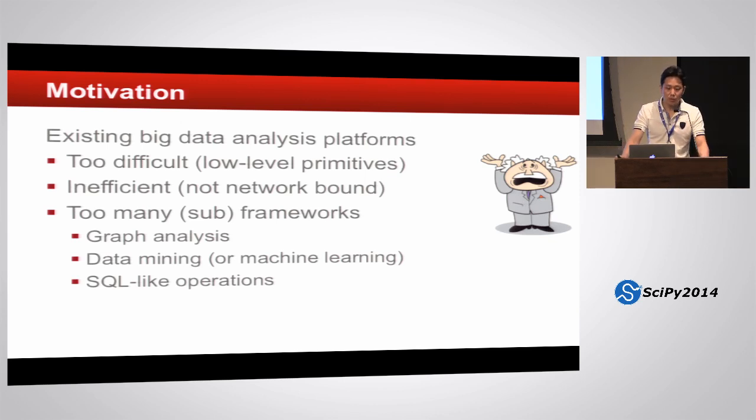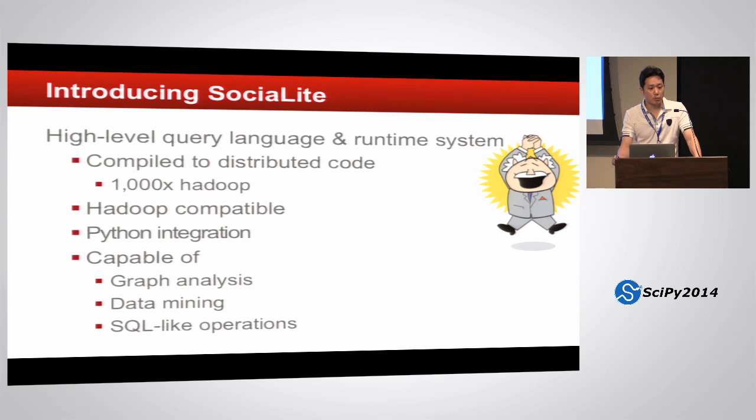On top of that, with the existing frameworks, if you want to do slightly different tasks, you need to learn very different frameworks. For example, if you want to do graph analysis, you need to learn to use framework A. And if you want to do some other data mining, then you need to learn to use framework B, which is very different from framework A. So that's a lot of overhead. And that's why we came up with SociaLite.